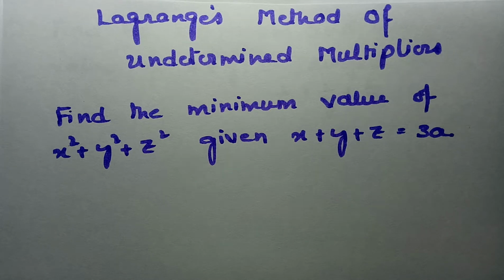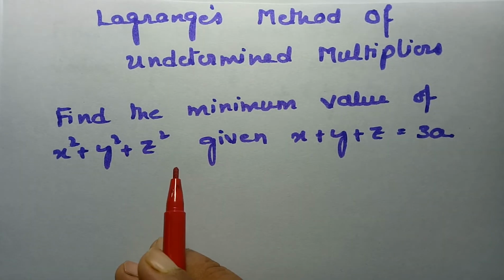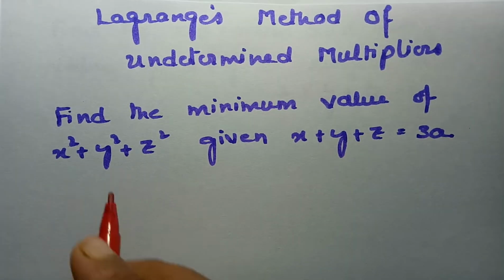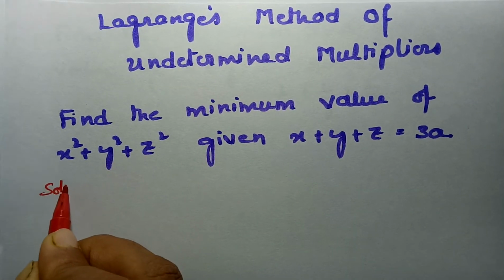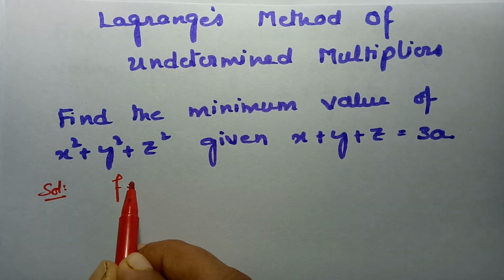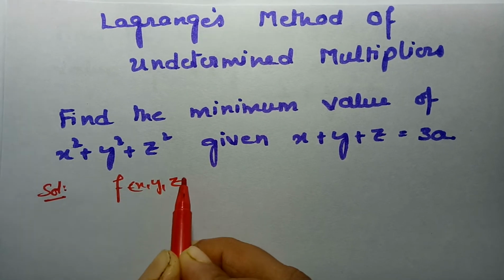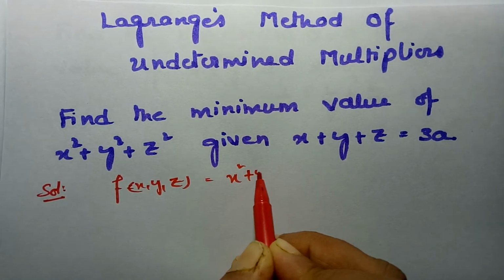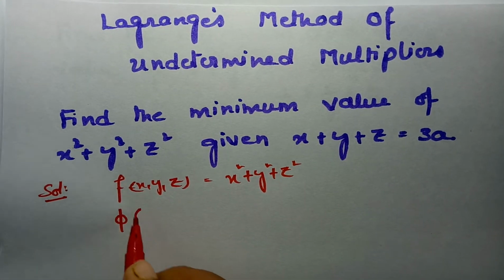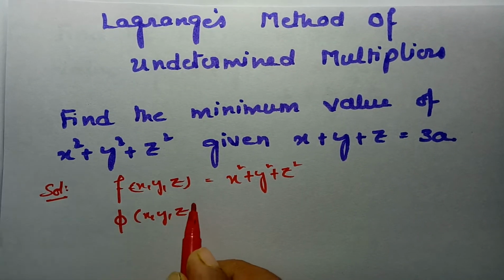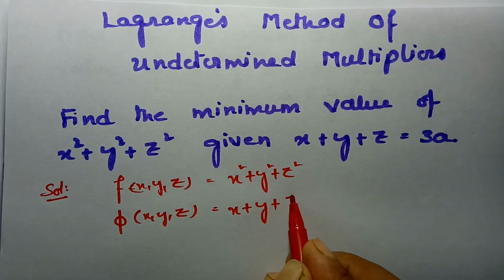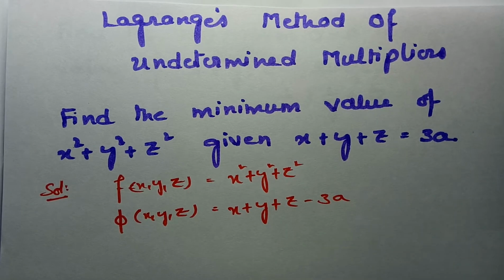Now in this video, I am going to implement that working rule to find the minimum value of the function x square plus y square plus z square, given the condition x plus y plus z is equal to 3a. So here is the solution. We consider the function f of x comma y comma z as x square plus y square plus z square, and we take the condition as phi of x comma y comma z as x plus y plus z minus 3a.